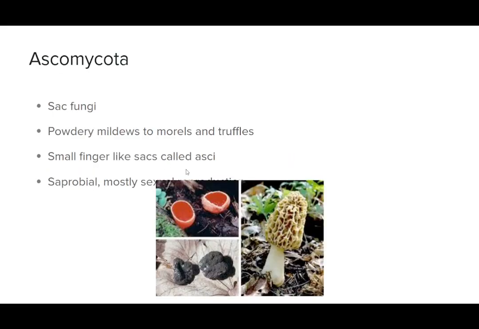Ascomycota, or sac fungi. You see, yummy little sacs. Now, this includes species like morels, truffles, yeasts. They reproduce sexually using structures called asci, or asci, whatever you want to pronounce it.